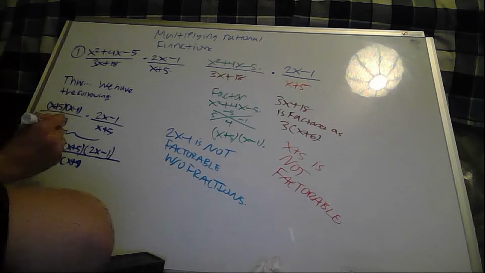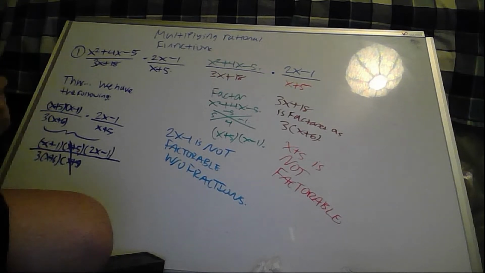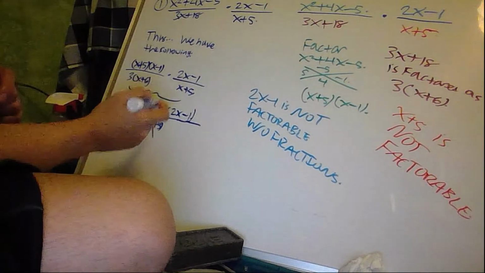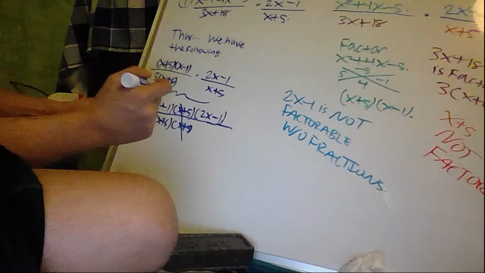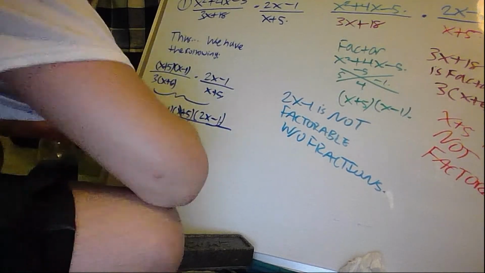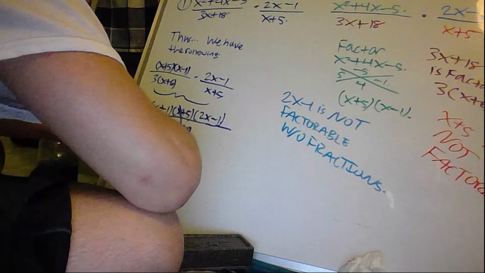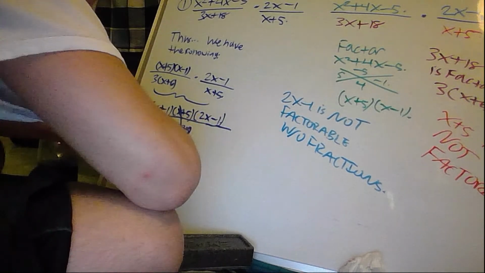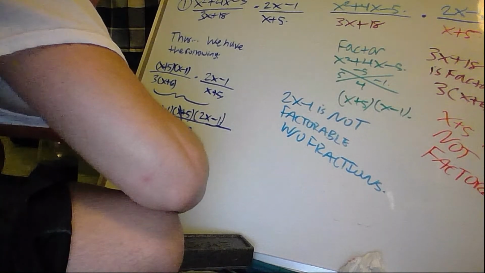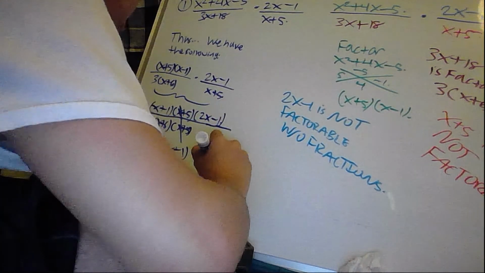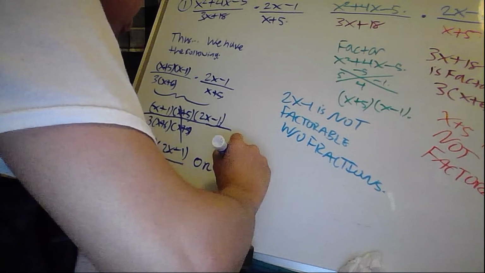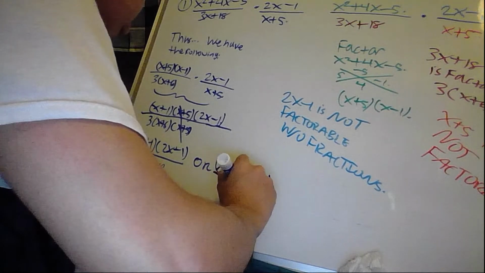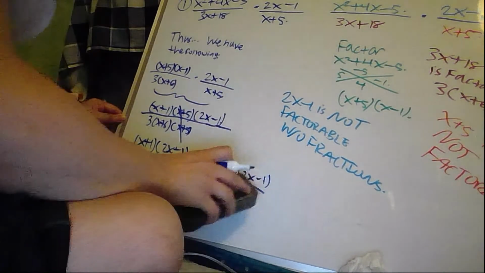Now notice that these two cancel out, right? These two cancel out. So then we have x plus 1 times 2x minus 1 over 3x plus 18, or x plus 1 times 2x minus 1 over 3 times the quantity x plus 6, excuse me.